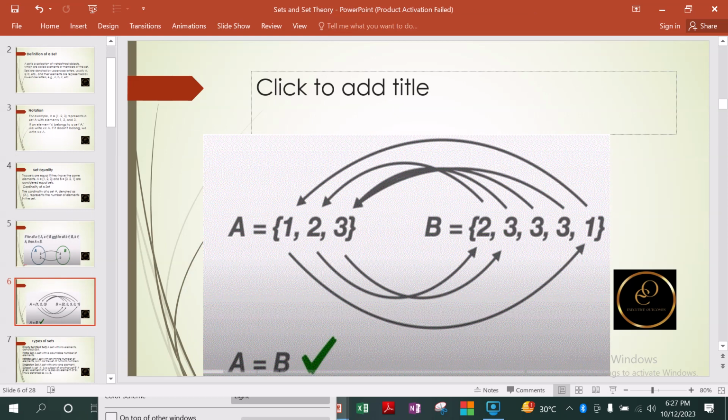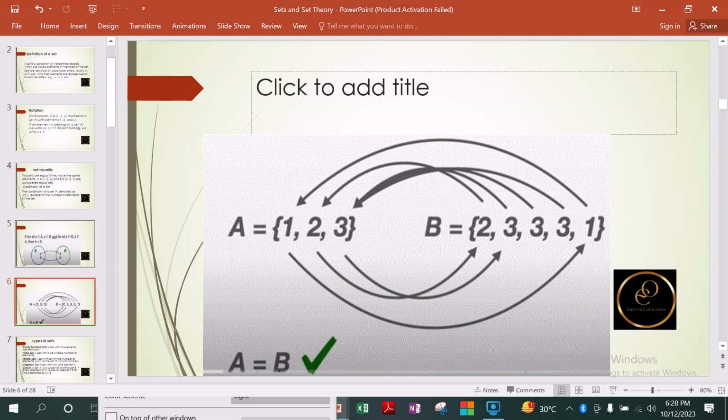As I said, it's not about the number of elements, but the composition. Are there identical numbers there? So here we have under set A 1, 2 and 3. Under set B there is 1, there is 2, but 3 is repeated multiple times. But what is important is for us to relate. Is there 1 here and 1 in the other set? Yes. Is there 2 here and 2 in the other set? Yes. Is there 3 here and 3 in the other set? Yes. So if these are matching, then we say these are equal sets. So A is equal to B.